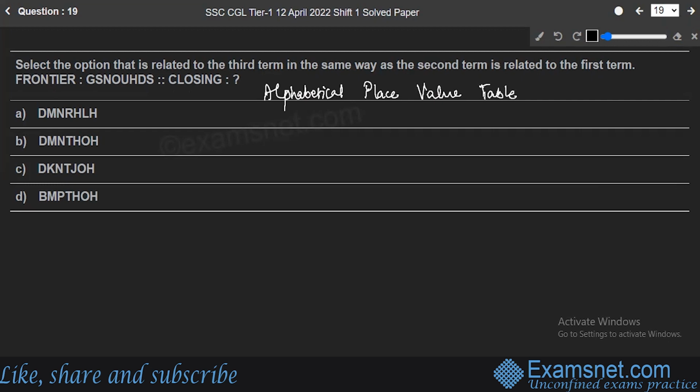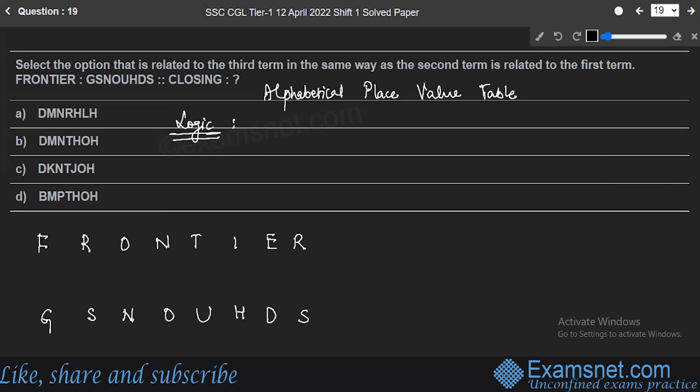Okay. So the first one was FRONTIER, and that is changed into GSNOUHDS. Right? Now, what is the logic over here? The logic in this question is about consonants. See, here is a consonant.